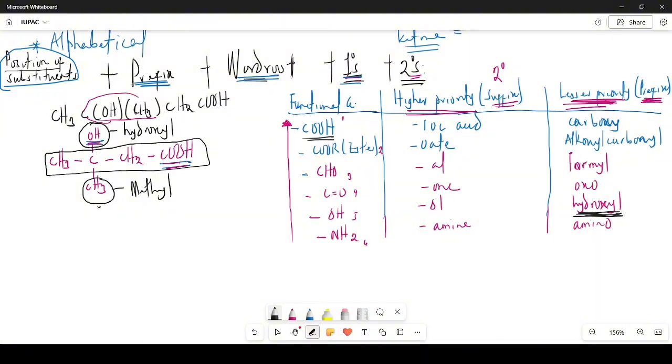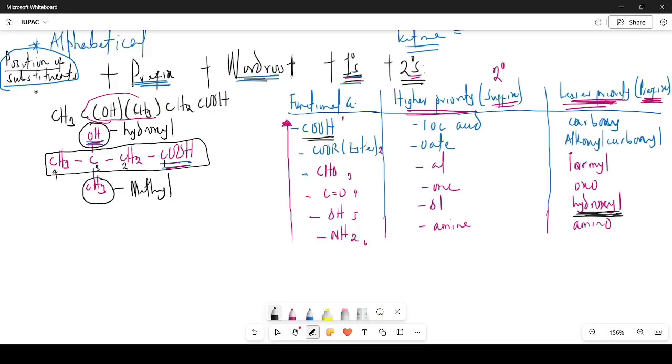Perfect. Nice. Now, you have been able to identify your longest chain. After identifying your longest chain, what's the next thing? You number, right? Remember that you number in such a way that your functional group will take the least number. So this is going to be carbon 1, carbon 2, carbon 3, and carbon 4. Does that make sense to you? Now, since I have been able to identify the longest chain, and I've been able to identify my prefixes, because we have two prefixes here, we can go ahead and name.